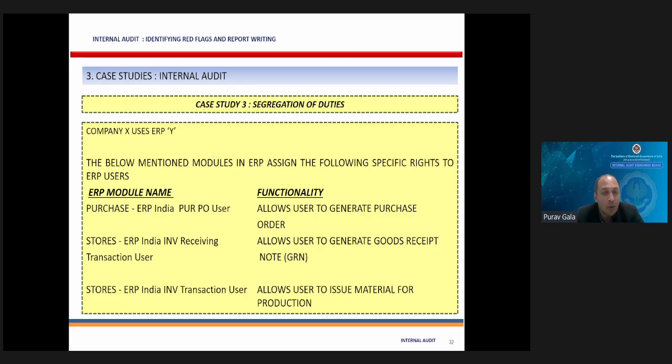Then we have the stores module. It allows the user to generate goods receipt. Then we have another stores module with an additional functionality which allows the user to issue material for production. So the purchase module allows the user to generate a purchase order. Stores allows the user to generate a receipt note. Stores also allows the user to issue material for production.